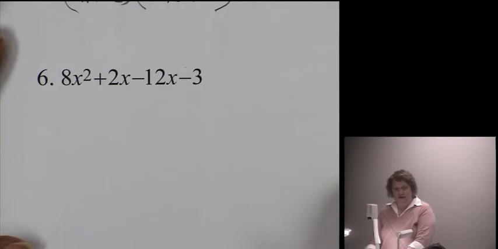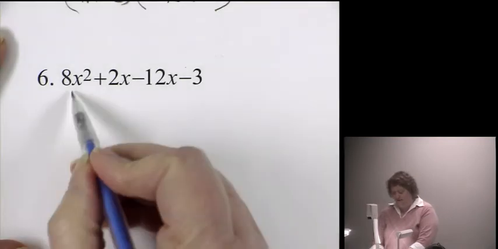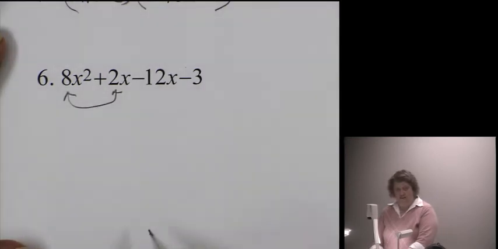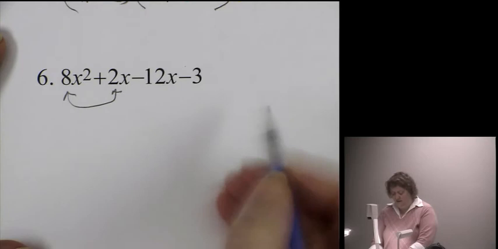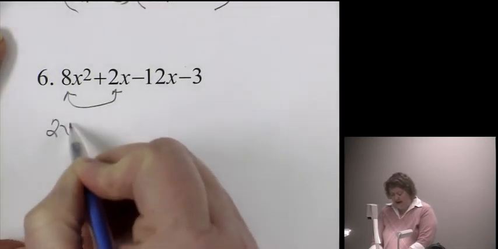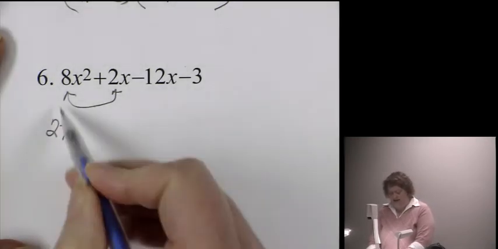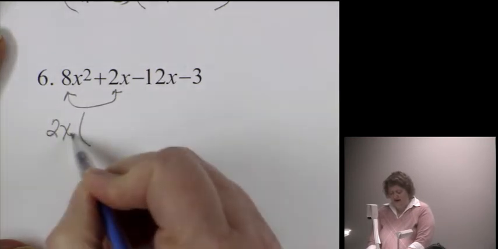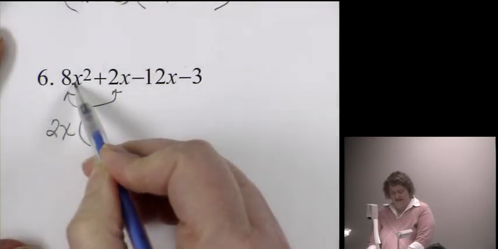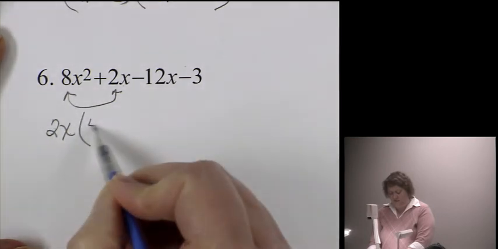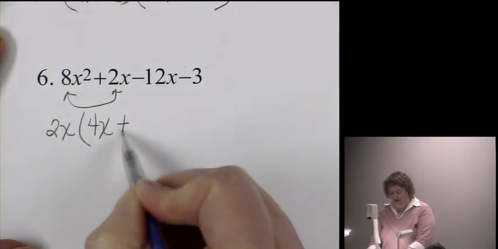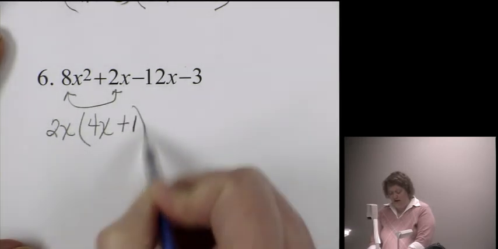8x squared plus 2x minus 12x minus 3. And again, looking to the first two terms to determine what's common. What's common to those is a 2x. 2x goes into 8x squared. 2 goes into 8 4 times. Take out one of the x's. And then 2x goes into itself and leaves a 1.